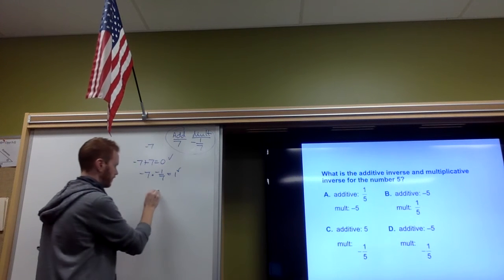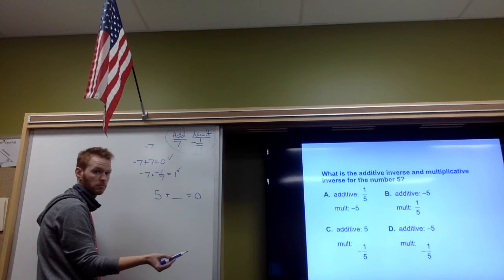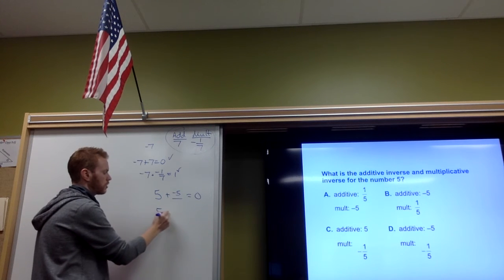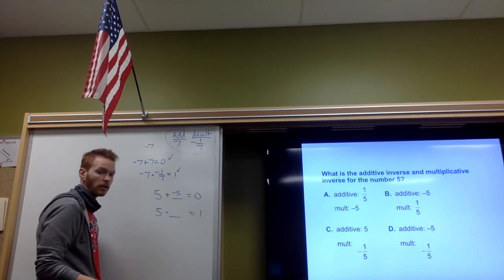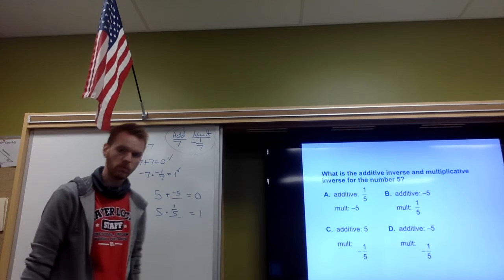So think about it. Here's 5. What do I add to 5 to get 0? What inverse gives me that? -5. What do I multiply 5 by to get 1? Because I'm multiplying here. It's the reciprocal, 1/5. Okay.